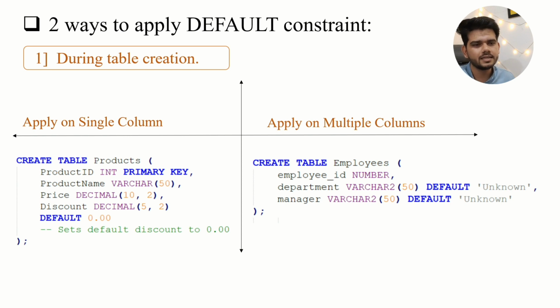The given syntax says that the employee table stores a default value 0 for the column discount when no explicit value is provided during the insert operation. And for multiple columns, the given syntax says that the employee table stores a default value unknown for the columns when no explicit value is provided during the insert statement or insert operation.